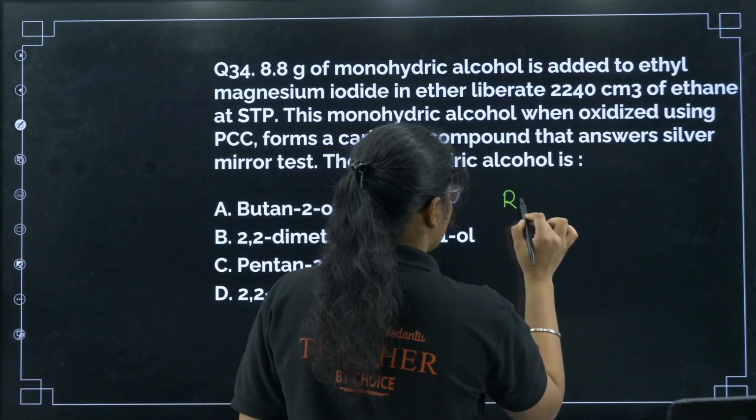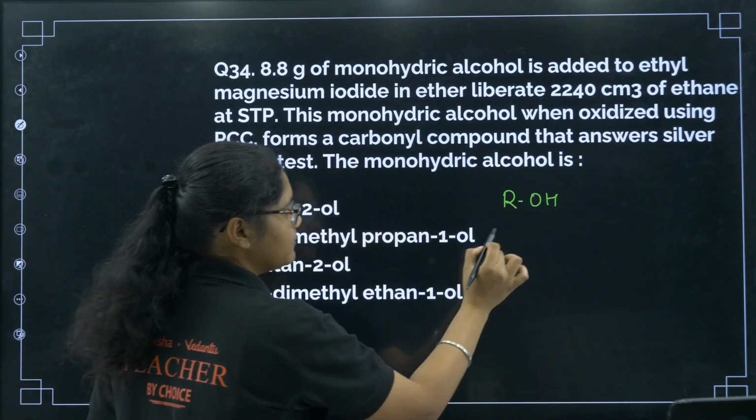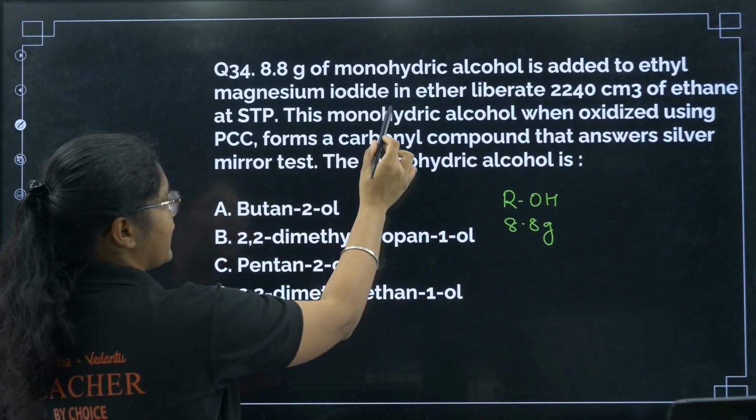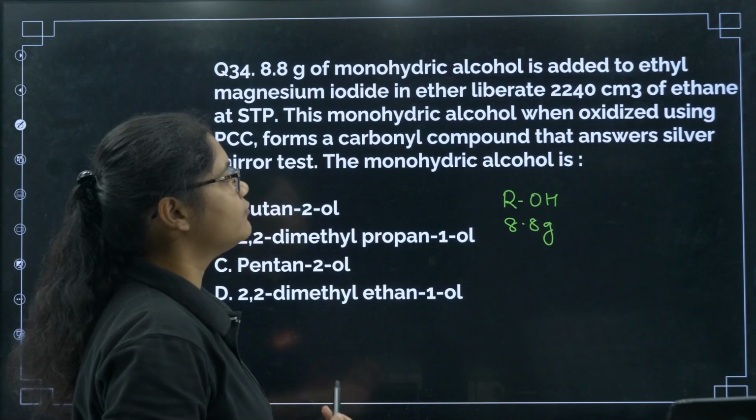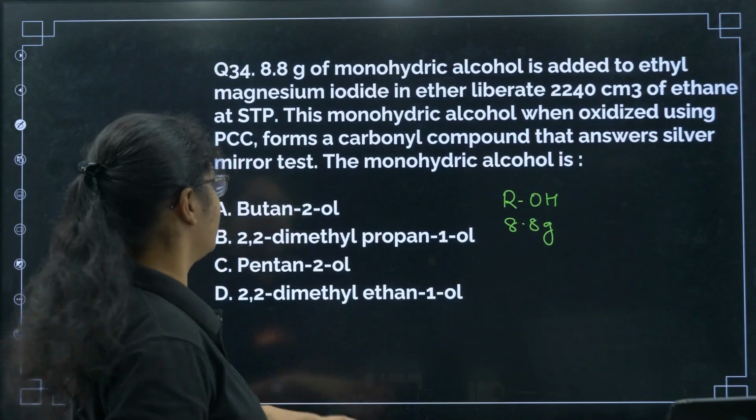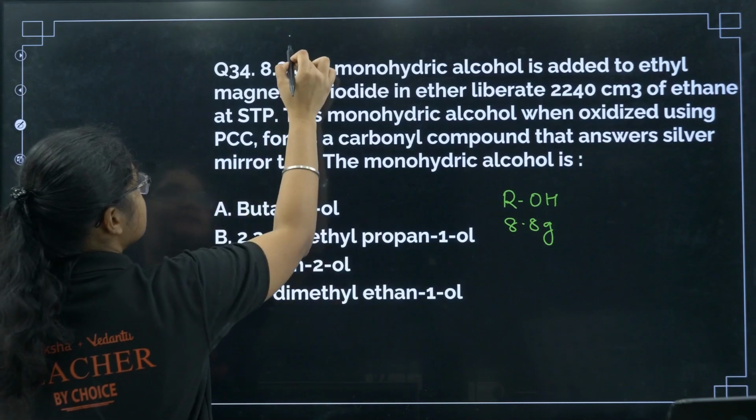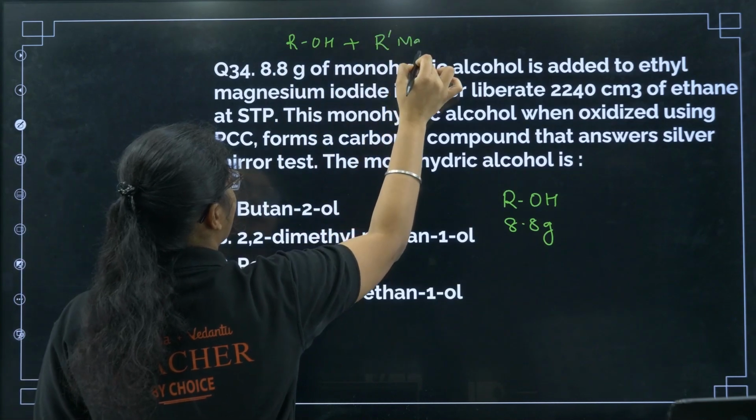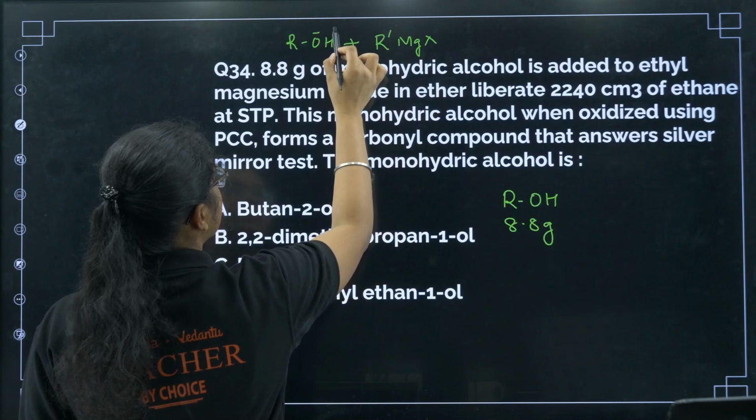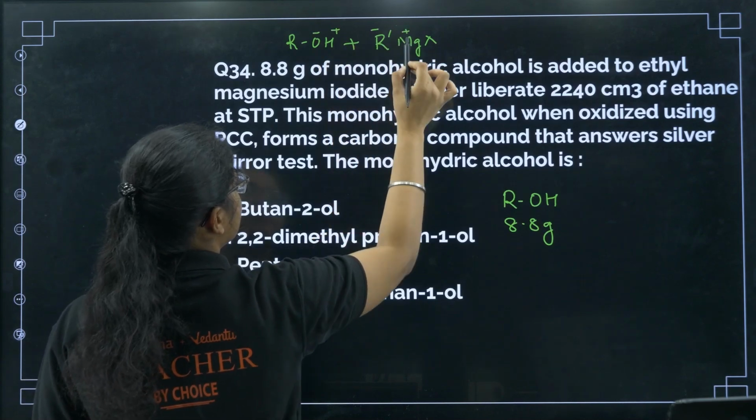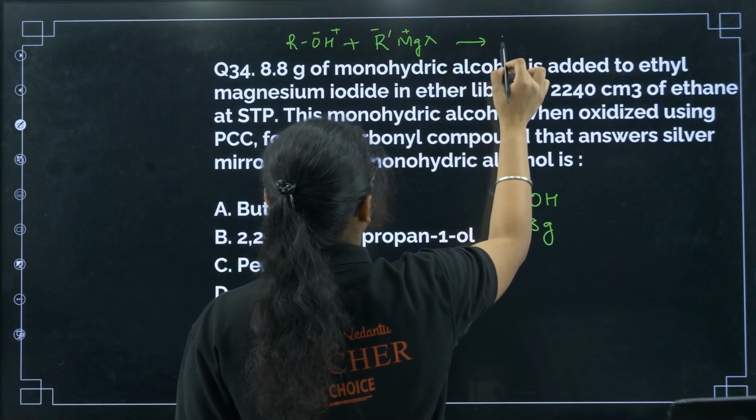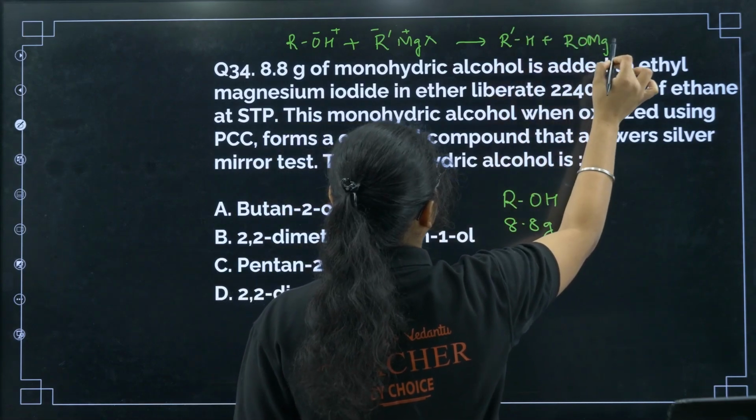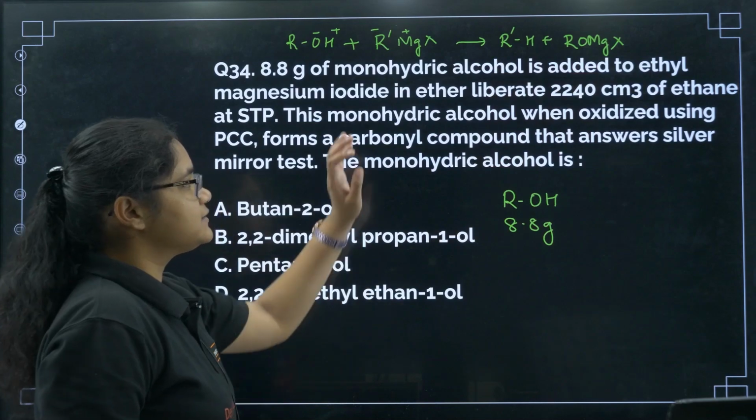Next, 8.8 gram of monohydric alcohol is added to ethyl magnesium iodide in ether and liberates 2240 centimeter cube of ethane at STP. Generally, if ROH reacts with R dash MgX, the O minus H plus and R minus Mg plus combine, so R dash H is formed, plus ROMgX is formed. That is the product.